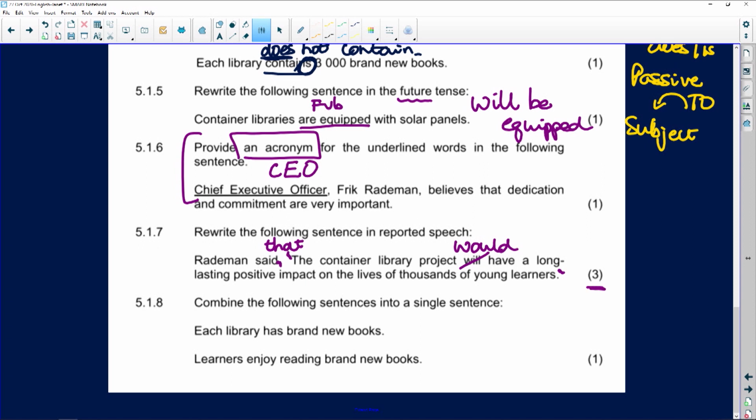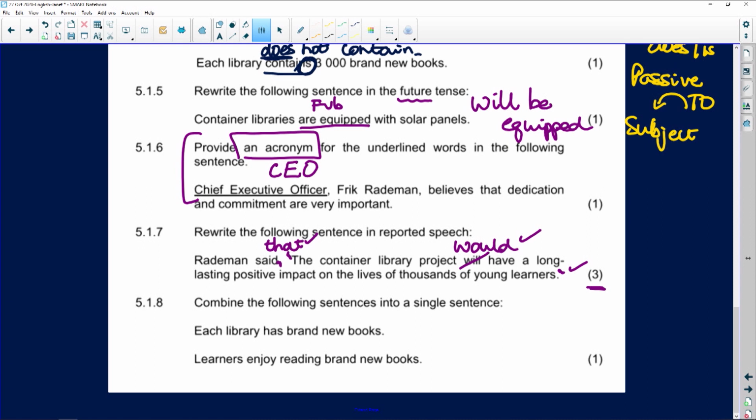There are 3 marks. I'm assuming 1 mark for getting rid of the inverted commas, 1 mark for the would, and I can't see anything else. So I presume that I have done the right thing. Okay, maybe it's 1 mark for the that.